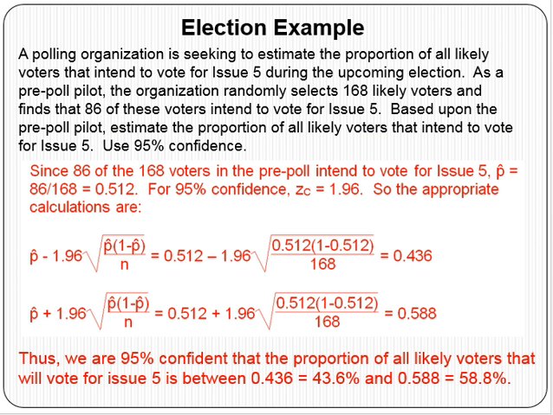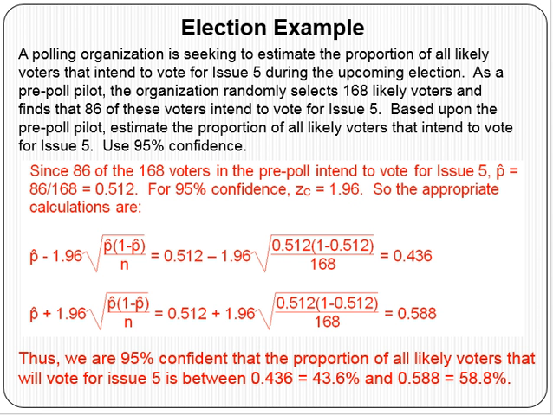In that last video, we looked at an election example. A polling organization was seeking to determine the proportion of all likely voters who are going to vote for issue 5, whatever that is. They collected what they called pre-poll data, pilot data, if you will. 168 likely voters were selected. 86 of those intended to vote for issue 5.